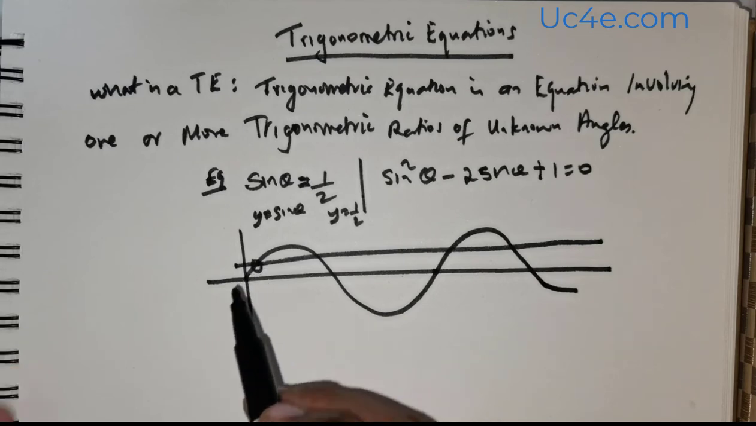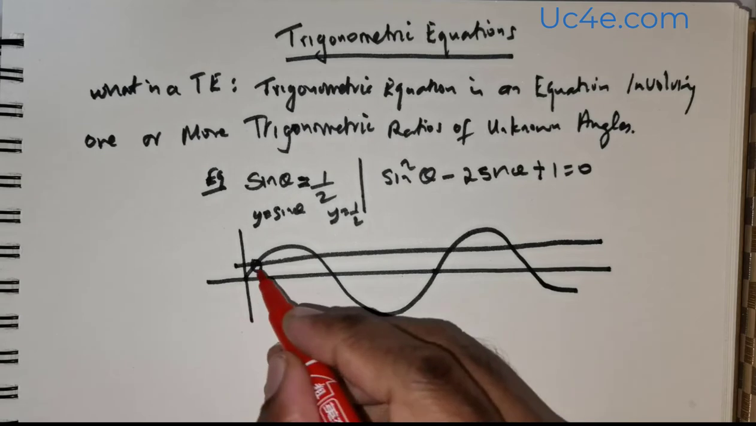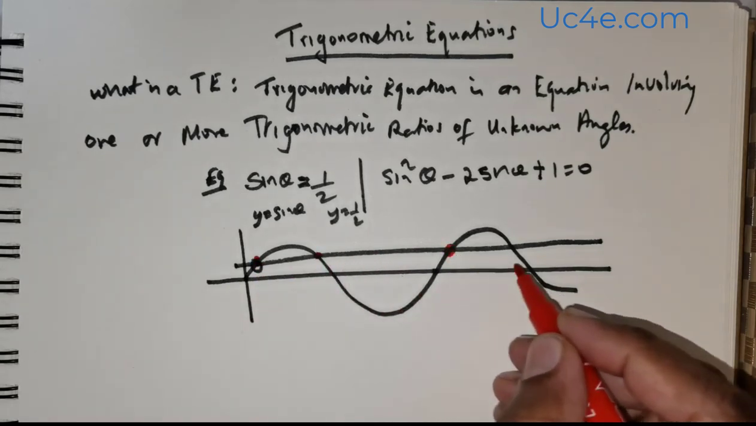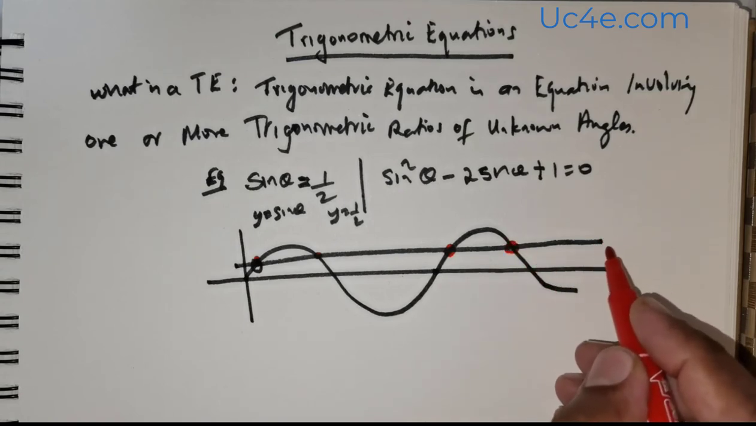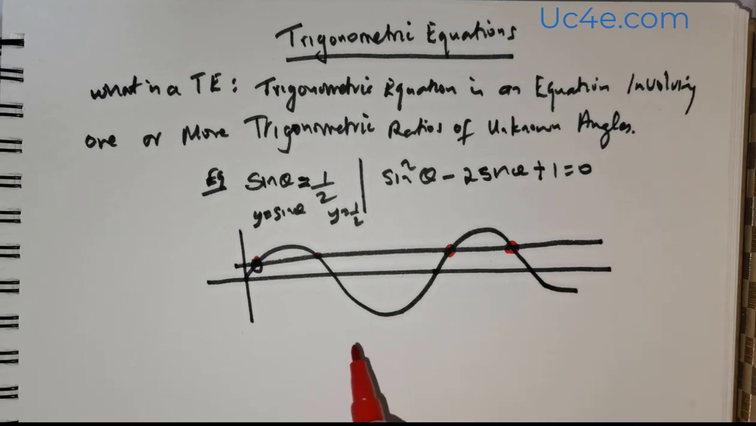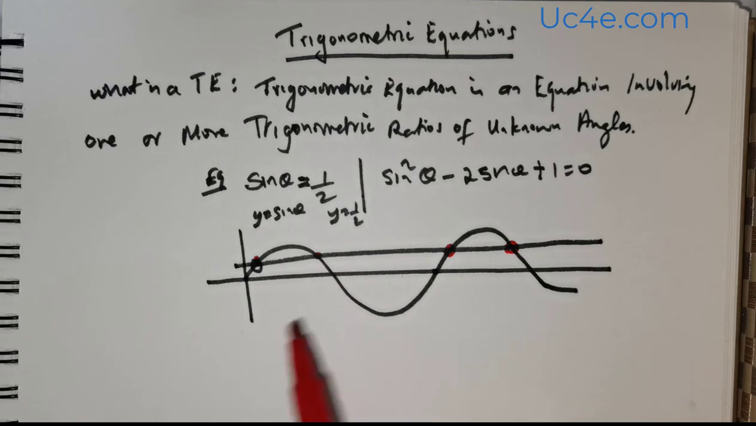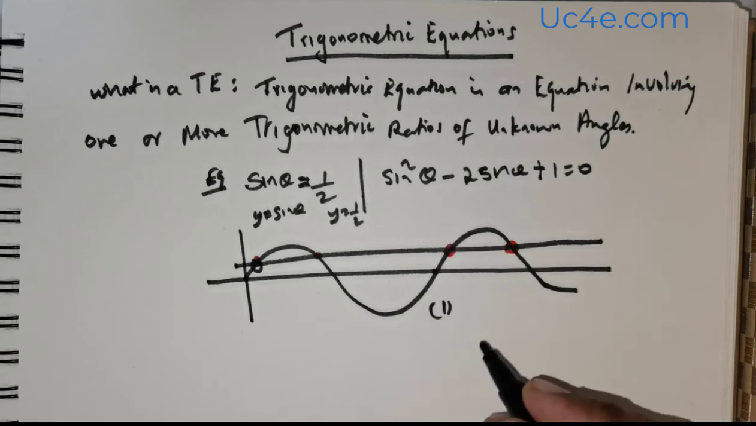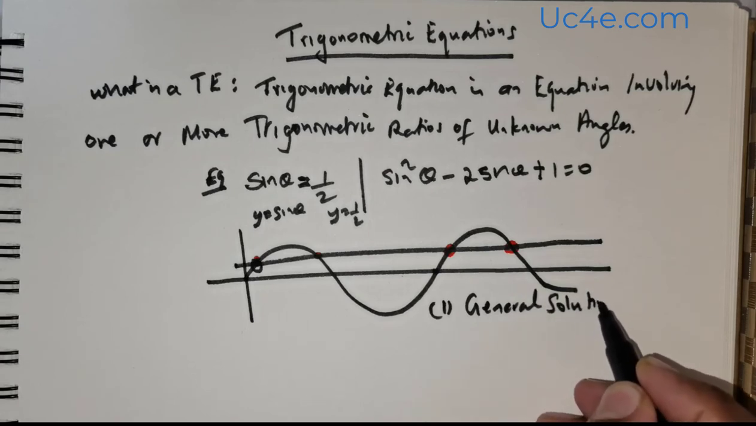You have a point of intersection here, you got a point of intersection here, you got a point of intersection here, you got a point of intersection here, and subsequently you're going to have an infinite number of points of intersection of y is equal to 1 over 2 versus y is equal to sin theta, right? So if I were to ask you, find all the points of intersection, that is called the general solution. Have that in mind.